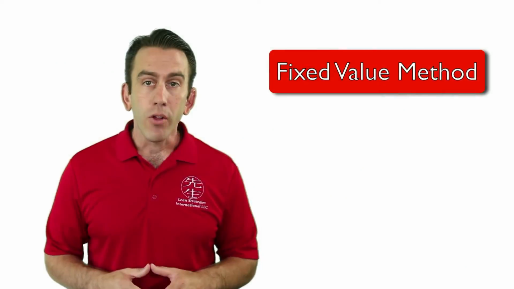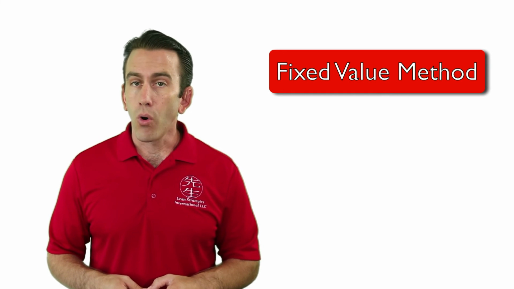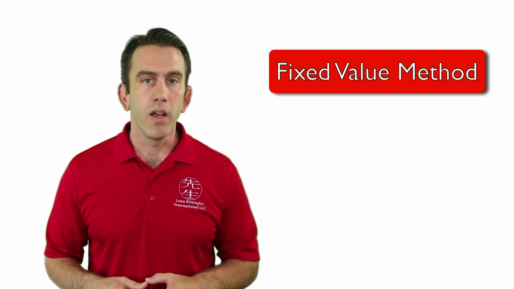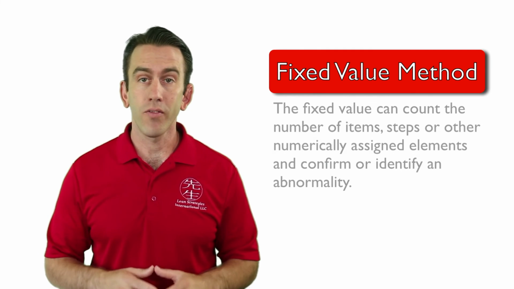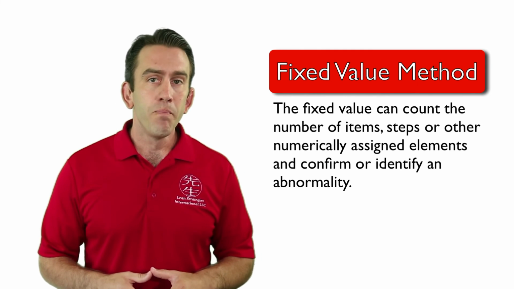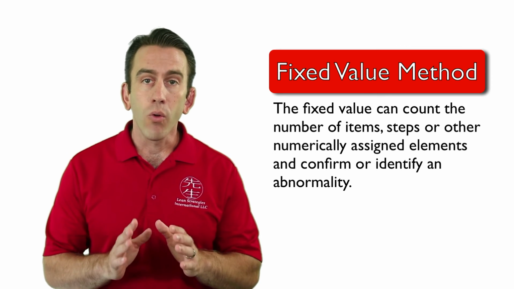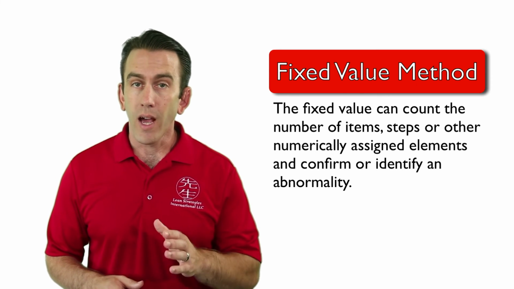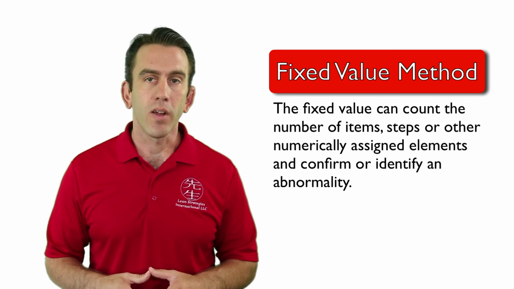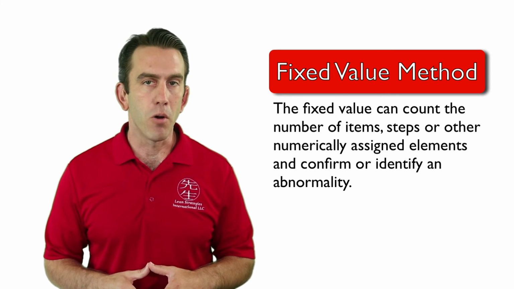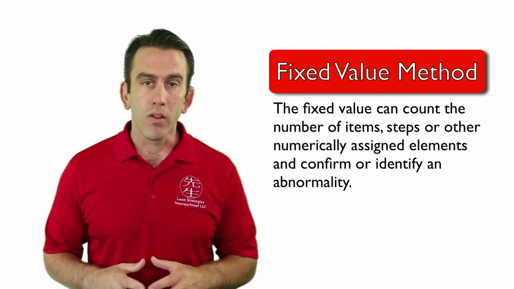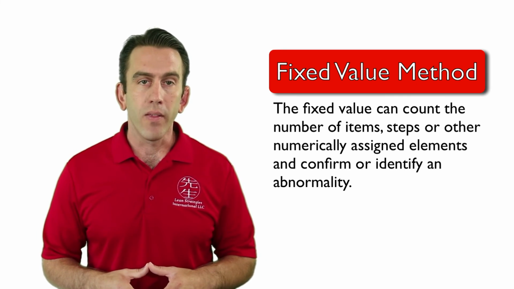The fixed value method can be used to control or warn an operator if something does not occur or something occurs too often. To put it simply, the fixed value can count the number of items, steps, or other numerically assigned elements and confirm or identify an abnormality. Let's look at an example of the fixed value method.